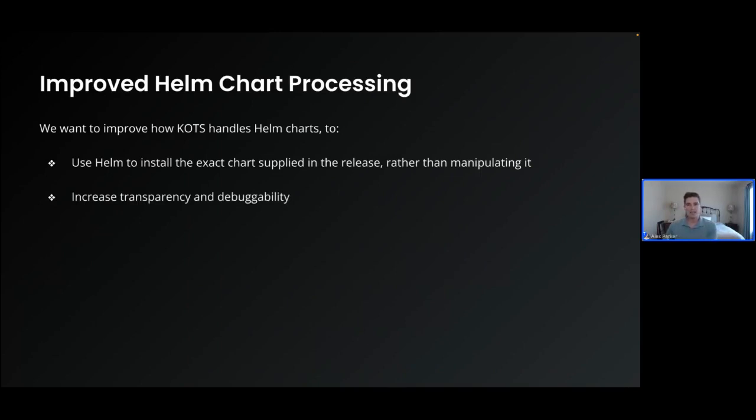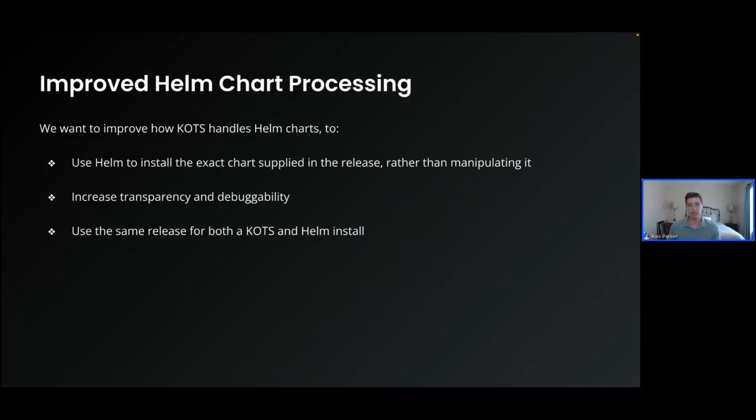The idea is that if you have a chart, you should be able to run a Helm install on it. And if it works, then it's going to work inside of KOTS too, because KOTS is going to perform the same actions. It's not going to manipulate it and change it the way that it does today. And then ultimately, we want to be able to have a vendor use the same release for both a KOTS install and a Helm install.